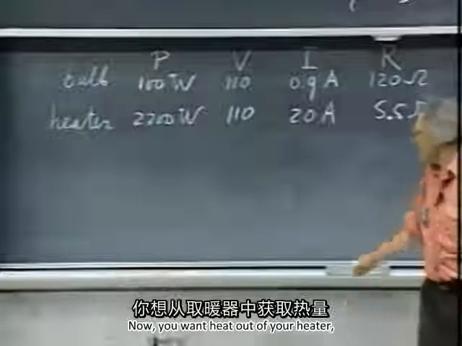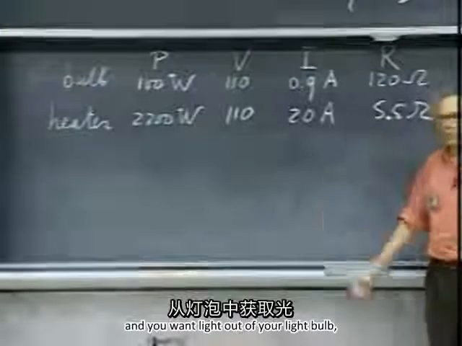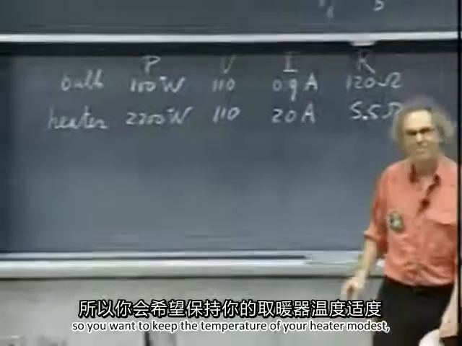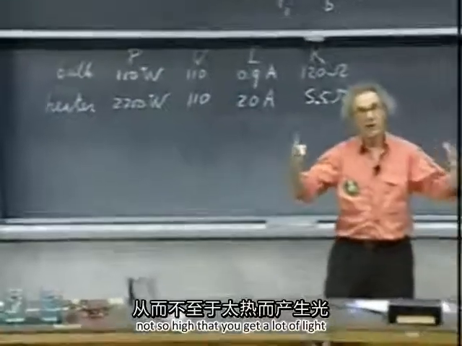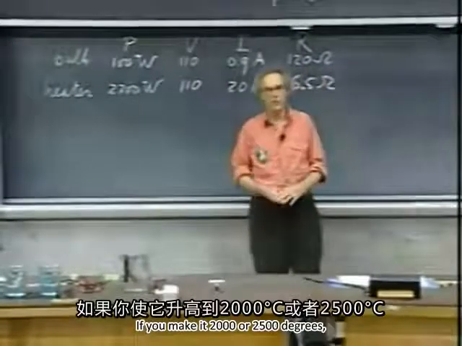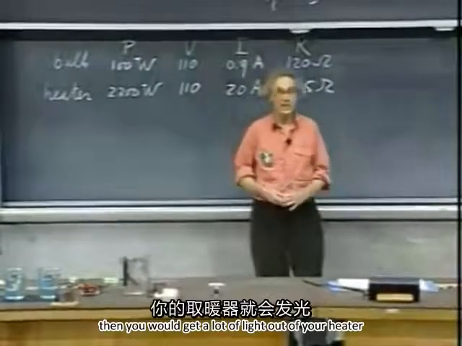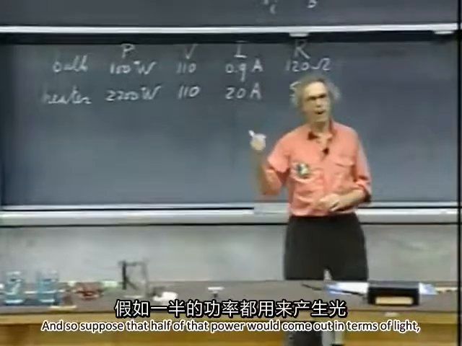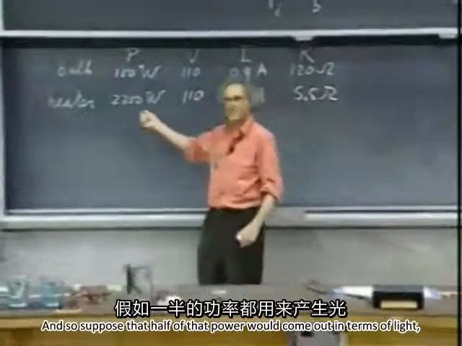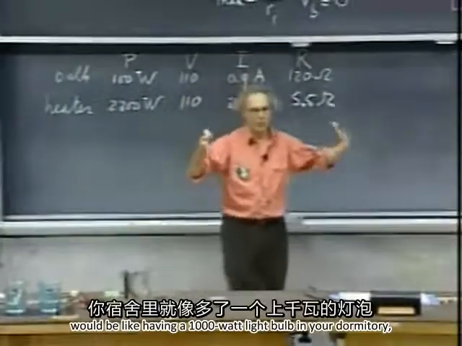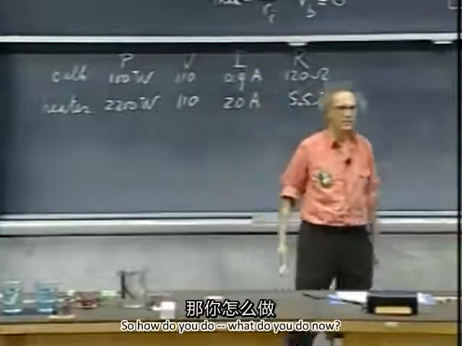Now you want heat out of your heater and you want light out of your light bulb. So you want to keep the temperature of your heater modest, not so high that you get a lot of light. If you make it 2000 or 2500 degrees, then you would get a lot of light out of your heater. And so suppose that half of that power would come out in terms of light, and you turn on your heater at night, it would be like having a 1000-watt light bulb in your dormitory. You don't want that.